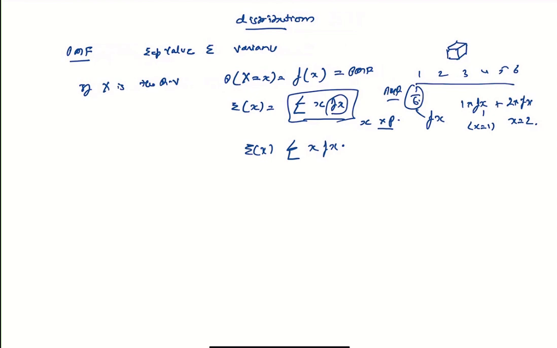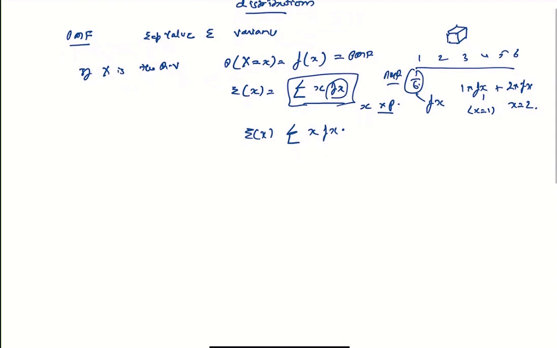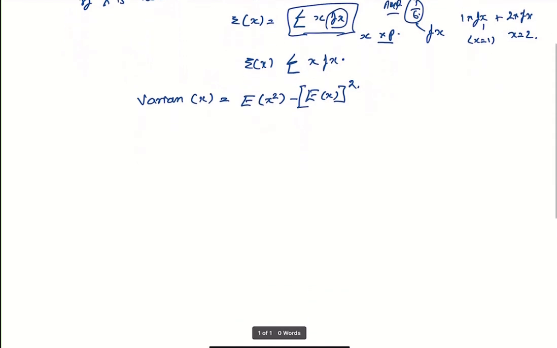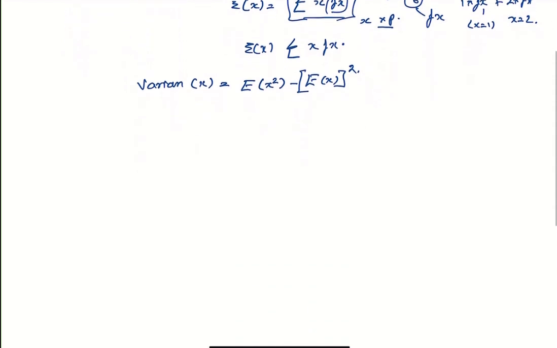And then we have also looked at what the variance is. The variance of x, and this equation comes again and again, is expected value of x square minus the square of the expected value of x. Then we had talked about binomial and geometric distributions.